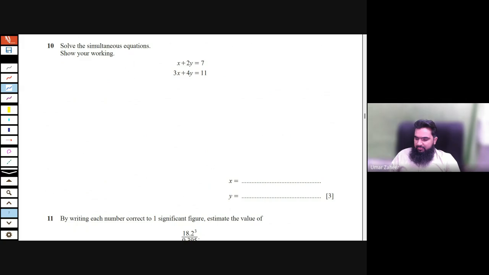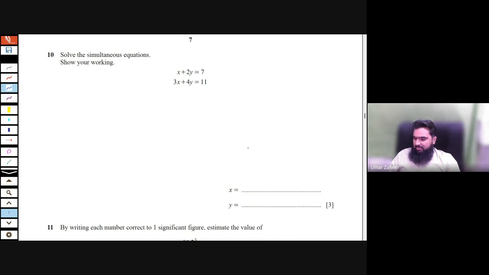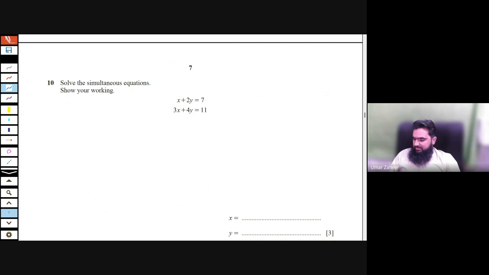Now the question number 10. We have to solve simultaneous equations. Show your working. x plus 2y is equal to 7, 3x plus 4y is equal to 11. This is equation 1, equation 2. I'm going to use the substitution method because I can see that it is very easy to make x the subject. We have two methods, substitution and elimination. I'm doing the substitution method right now.